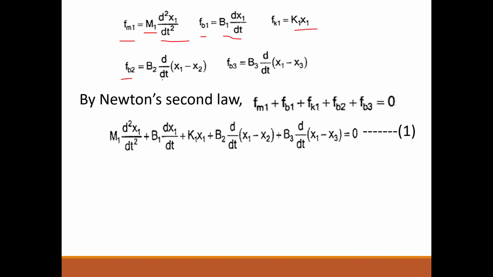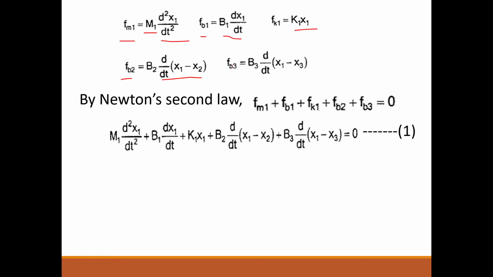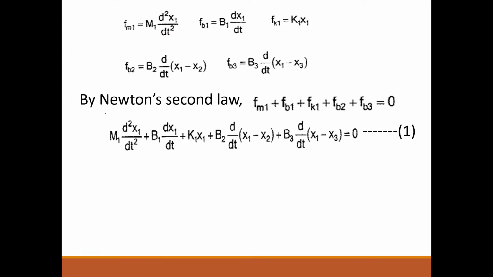FB2 is B2 into d by dt of (x1 minus x2). Why? Because B2 is between mass M1 and M2. If you see in this given circuit, B2 is between mass M2 and mass M1, whereas B3 is between mass M1 and M3. Therefore FB3 is equal to B3 into d by dt of (x1 minus x3). So these are the opposing force equations. For each opposing force, you can write down the equation separately. Now by applying Newton's second law, the sum of opposing forces should be equal to the sum of the applied forces.